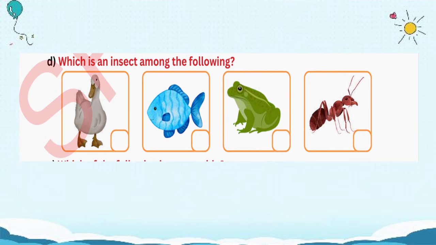Question 1, Part D. Which is an insect among the following? A. Duck. B. Fish. C. Frog. D. Ant. The correct answer is D. Ant, because ants are a type of insect. Do you want me to read the next question?